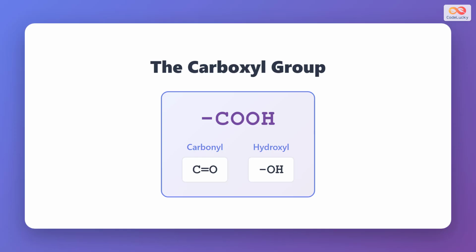The carboxyl group, written as -COOH, is actually a combination of two simpler functional groups. It consists of a carbonyl group, which is C=O, and a hydroxyl group, which is -OH. These two groups are bonded to the same carbon atom. The unique combination of these two groups gives carboxylic acids their distinctive chemical properties. The carbonyl group makes the carbon atom electron deficient, while the hydroxyl group provides a hydrogen atom that can be easily donated, making these compounds acidic.